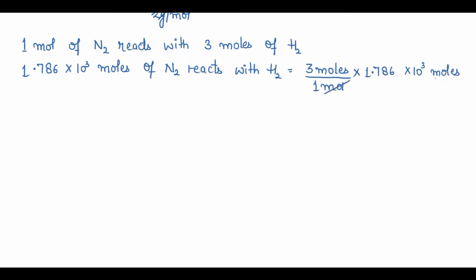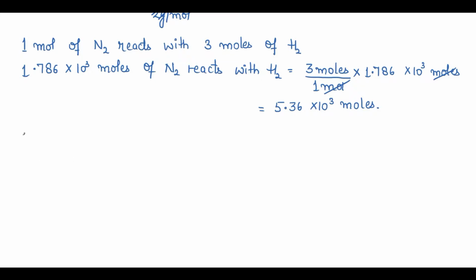I'll cancel this mole with this. So 3 into 1.786, your answer is 5.36 into 10 raised to power 3 moles. That means 1.786 into 10 raised to power 3 moles of nitrogen will react with 5.36 into 10 raised to power 3 moles of hydrogen. But we have only 5 into 10 raised to power 3 moles of hydrogen, right? So hydrogen will be consumed first and the reaction will stop.